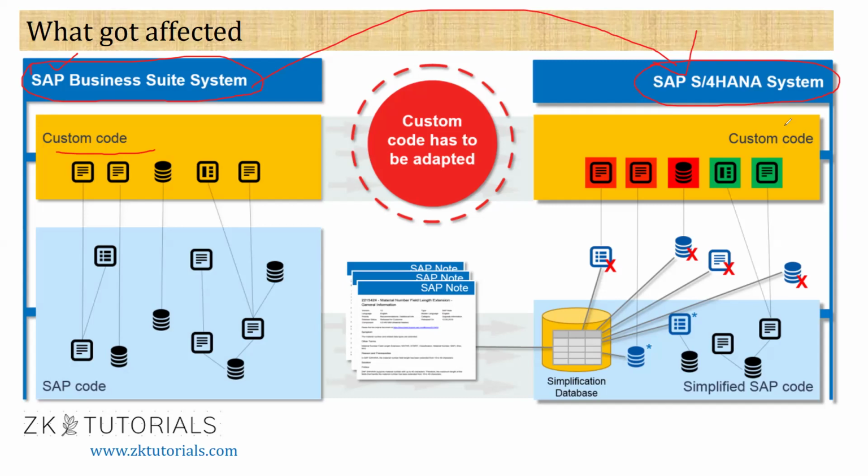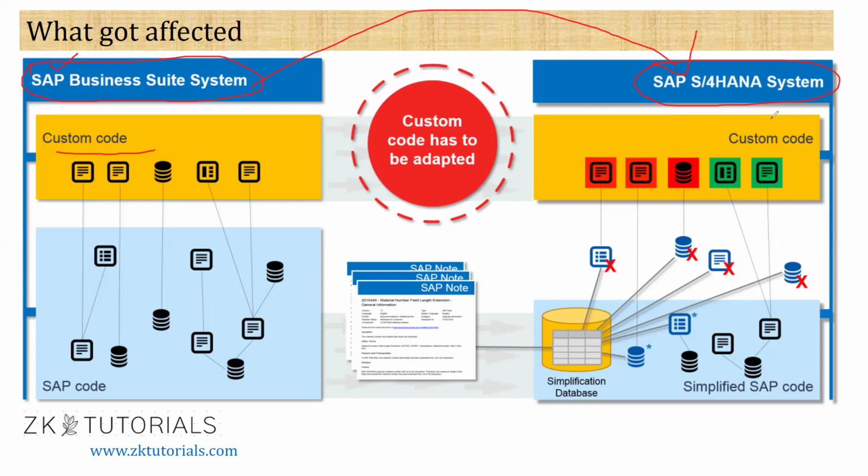Now, to reach custom code adaptation, first we need to find out what is affected. So we need to find out what new changes SAP has made in the S4 HANA system. Now, SAP also understood our pain. You must think it's painful. Yes, it's painful, but SAP understands our pain.